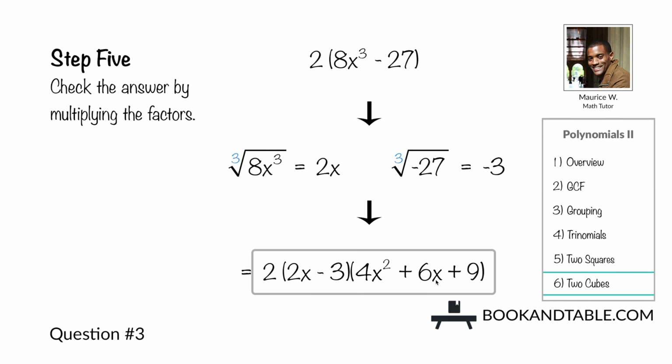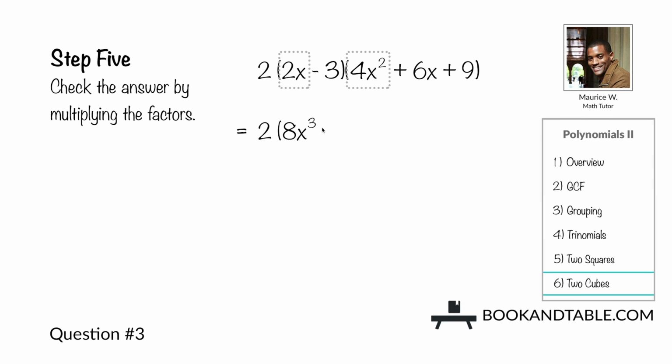So when we factor 16x cubed minus 54, we wind up with 2 times 2x minus 3 times 4x squared plus 6x plus 9. In the last step, we can check the answer by multiplying the factors. And if we get 16x cubed minus 54, the original polynomial, then we'll know that we found the factors correctly. So we'll first multiply the expressions inside the parentheses, giving us 2x times 4x squared, which is 8x cubed. 2x times 6x is 12x squared. 2x times positive 9 is 18x.